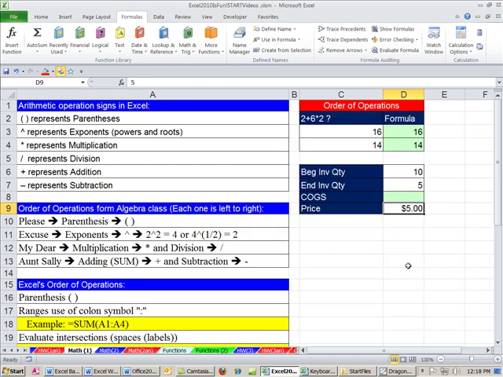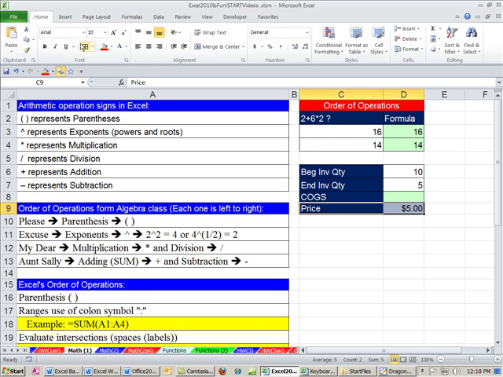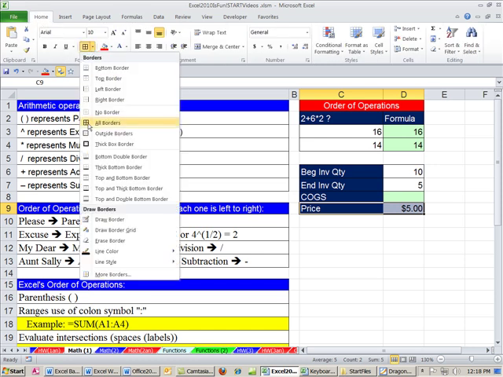Click OK. Now, our formula, ooh, and I want to highlight both of these cells and then do all borders. So home, font group, all borders.